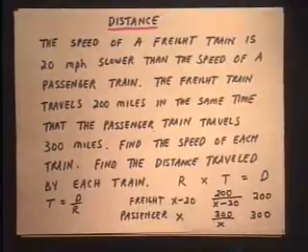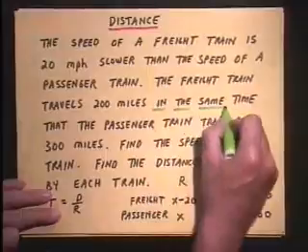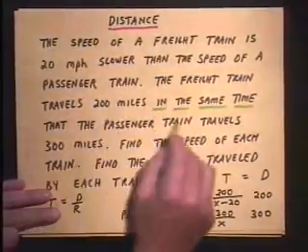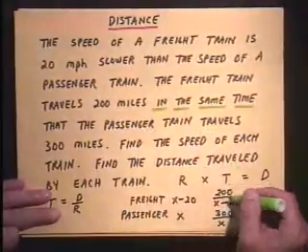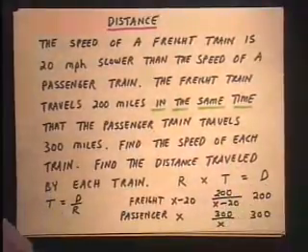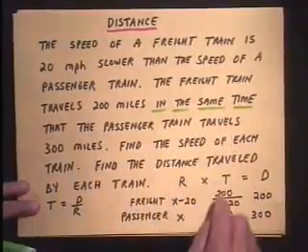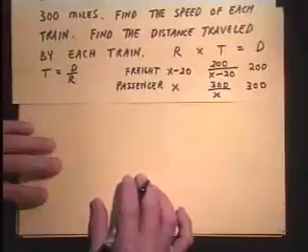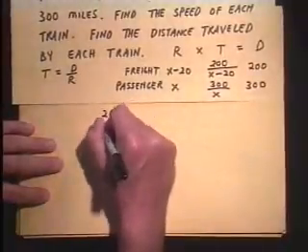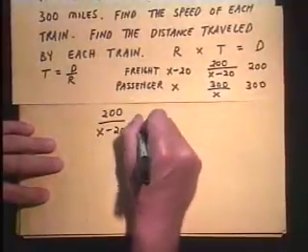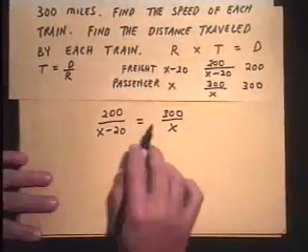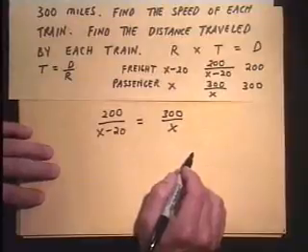Notice there are some key things in this problem and key wording, and here's one that really stuck out in my mind: in the same time. When you see this in word problem context, what do we do with these times here? That translates to these guys being equal. So we're going to take the 200 over x minus 20 and set that equal to 300 over x, and we are going to solve and get all of our answers to this problem.